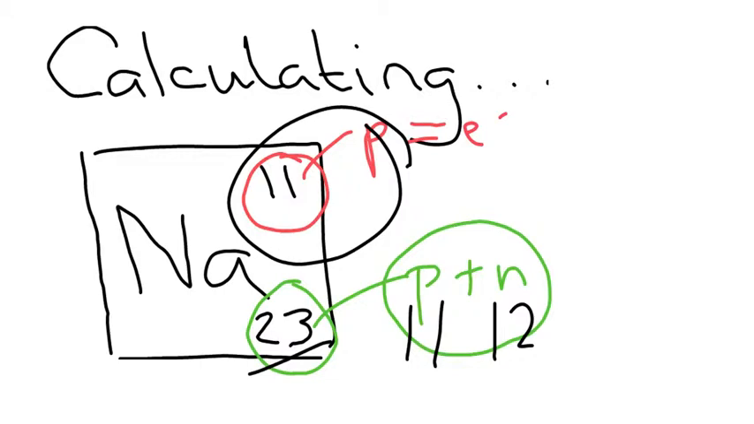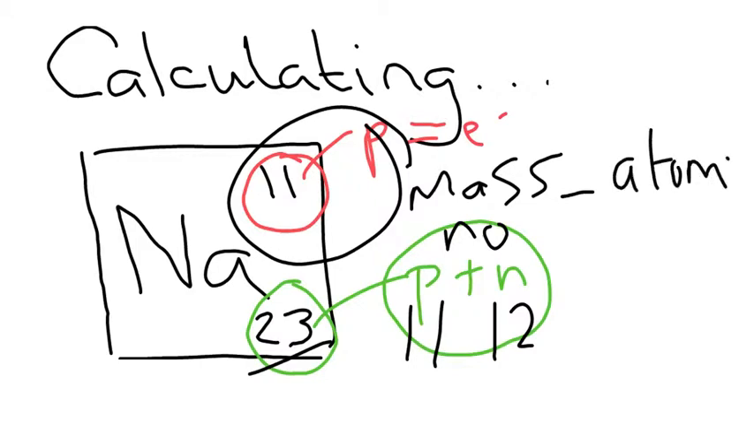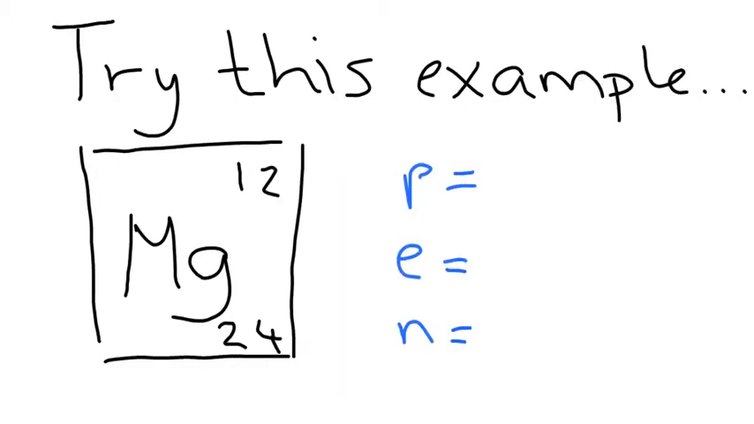An easier way that you might find a little bit more helpful in the exam is to take the mass number and to minus the atomic number. Have a go at this example.